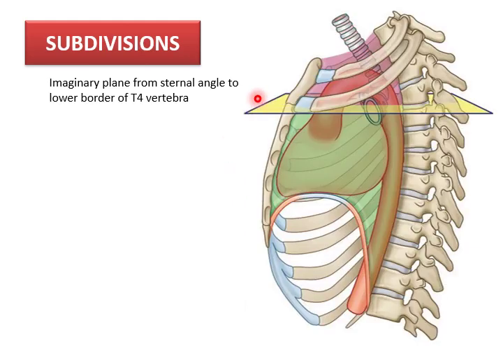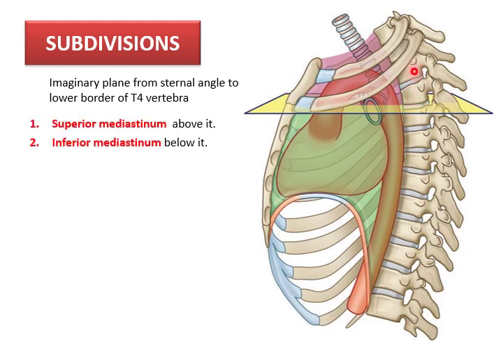It is subdivided by a plane running horizontally from the sternal angle, which is the junction between the manubrium and the body of sternum, running backwards till the lower border of the fourth thoracic vertebra. This plane divides the mediastinum into two parts: superior mediastinum above it and inferior mediastinum below it.